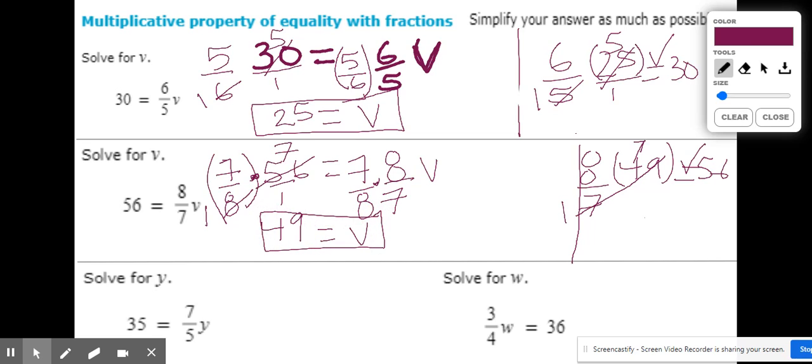So you can pause the video here and answer the questions that follow. You're going to solve for y and solve for w.